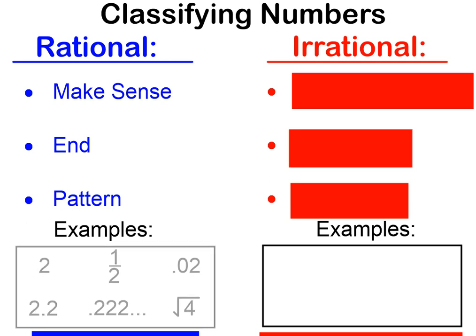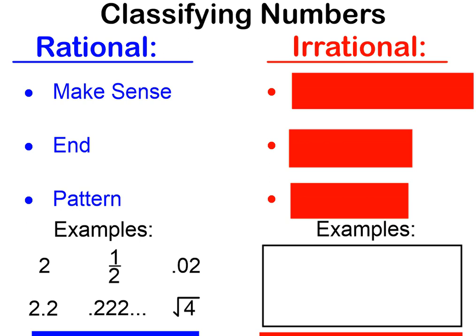They either end or have a pattern. Examples of that are going to be like 2. 2 is a number that ends. 1/2, again, that is a number that ends. 0.02, a decimal, but it ends. 2.2, again, a decimal, but it ends.